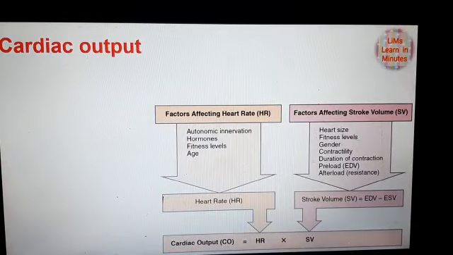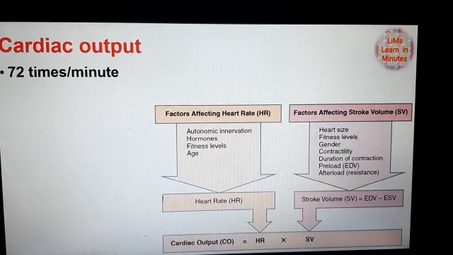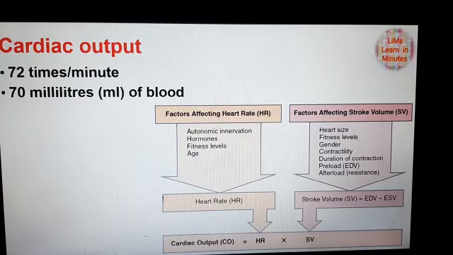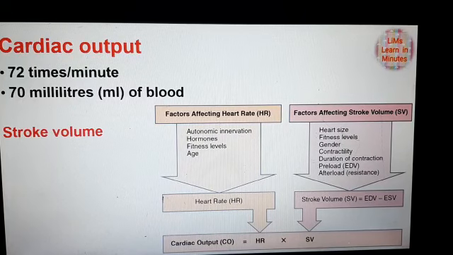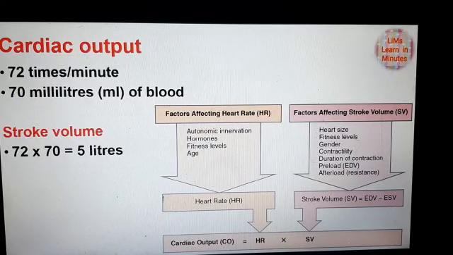Cardiac output. In the resting condition, the heart beats at a rate of 72 times per minute. With each beat, it pumps about 70 milliliters (ml) of blood, which is known as the stroke volume. The amount of blood pumped each minute is therefore 72 x 70, approximately 5 liters of blood, which roughly equals the total volume of blood in the body. This volume of blood is known as cardiac output.